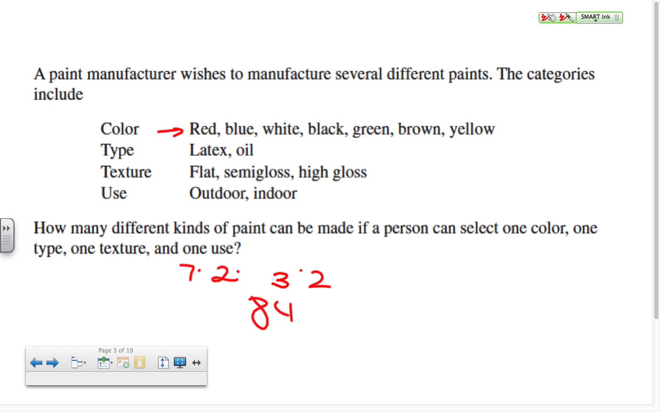Alright. So any questions about this rule? It's a fairly easy one. Okay? The problem is you don't want to mix this rule up with other ones. If all it's asking you is how many possibilities do I have total, always multiply. Okay? Always multiply.